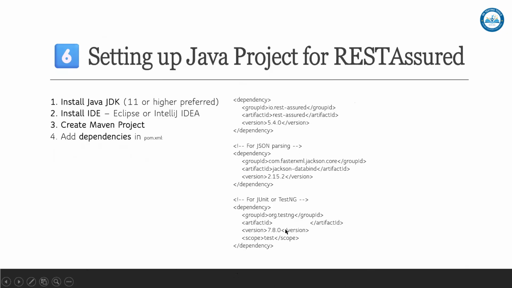These are the three major dependencies that we are going to add. The first one is for REST Assured, which is going to automate your REST APIs. The second one is for JSON parsing. To read the JSON data from your response body, we are using jackson-databind. And we also have a unit testing framework, which you use to categorize or prioritize your test cases by using annotations.